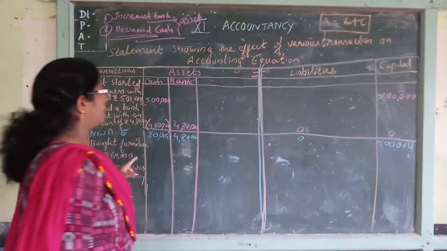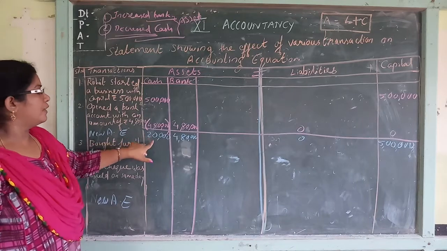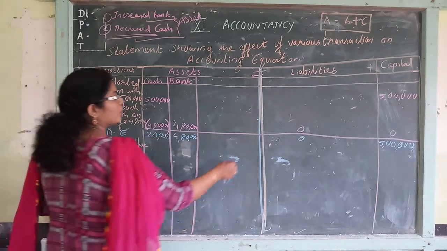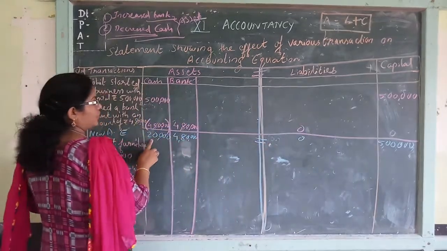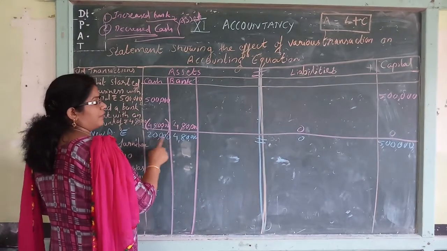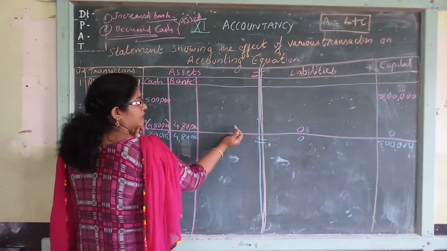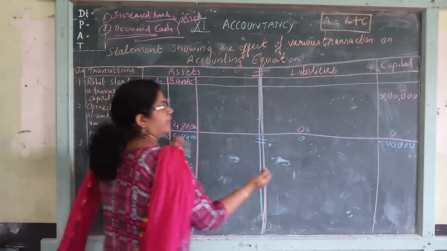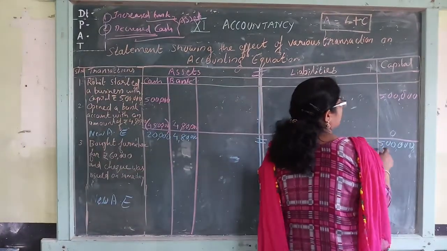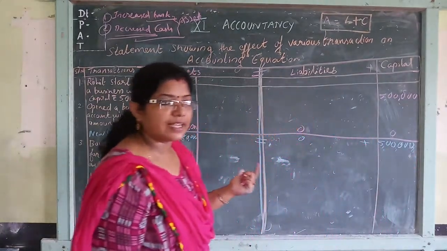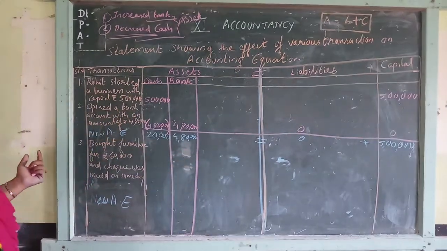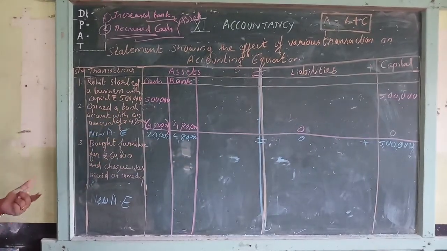Okay, so please check it. Is the new accounting equation equal or what? 20,000 plus 4,80,000 is 5 lakh. Asset total is now 5 lakh. And look at 0 plus this, it will be 5 lakh. So assets equal liabilities plus capital. The formula is again equal.